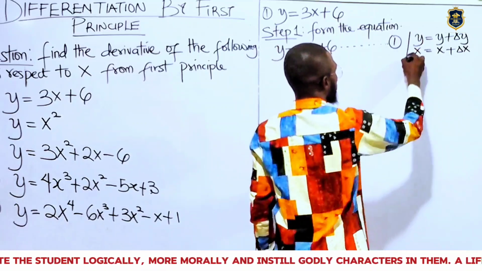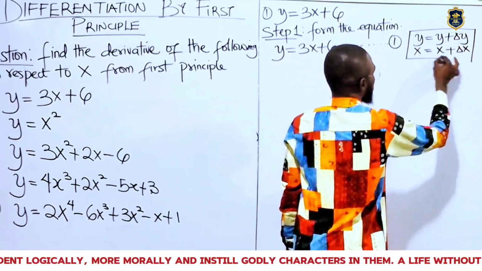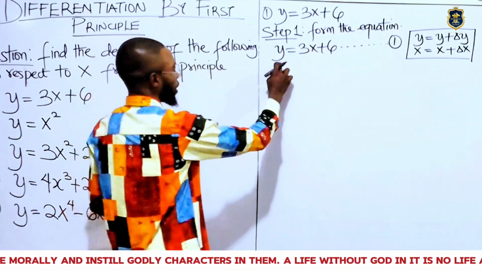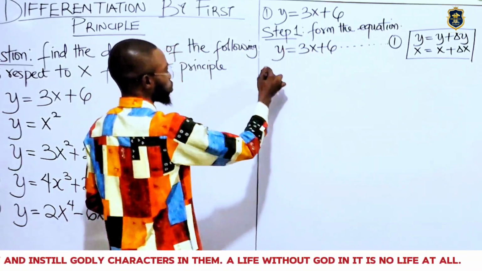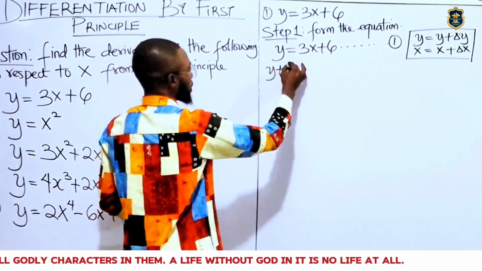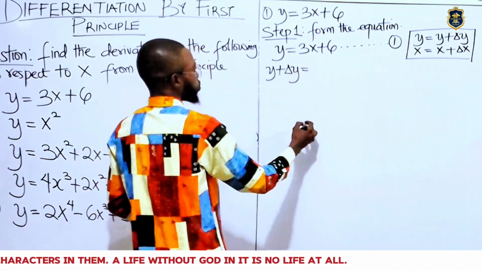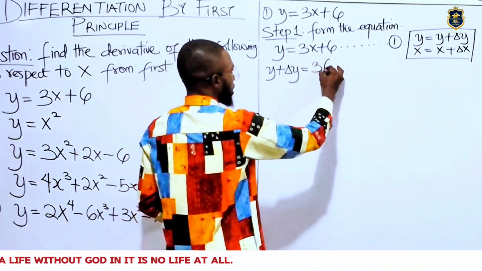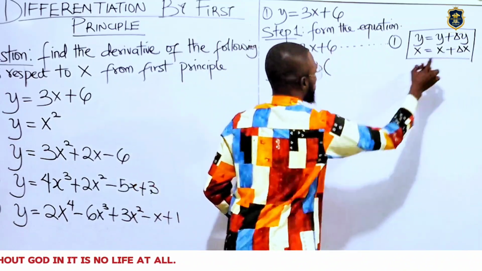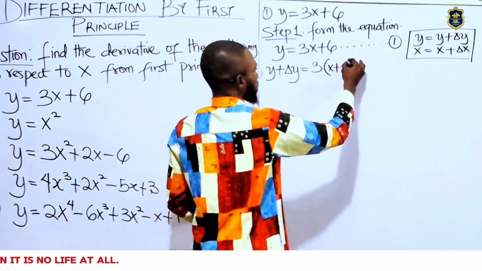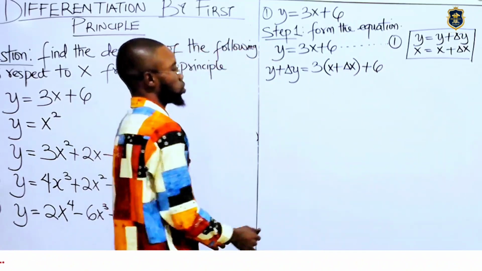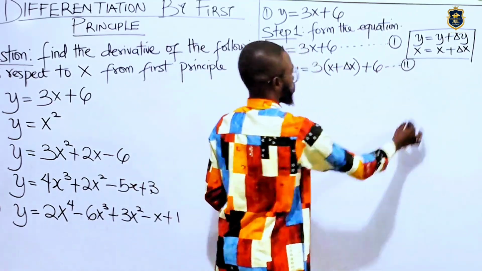What this means as a condition is that wherever we see y or x, we substitute with y plus delta y. So now we have this y here, so we substitute y for y plus delta y is equal to 3. We are seeing x here now, so we're following this order. 3 brackets, instead of x, we put x plus delta x. Then we have plus 6. This one is forming our equation 2.